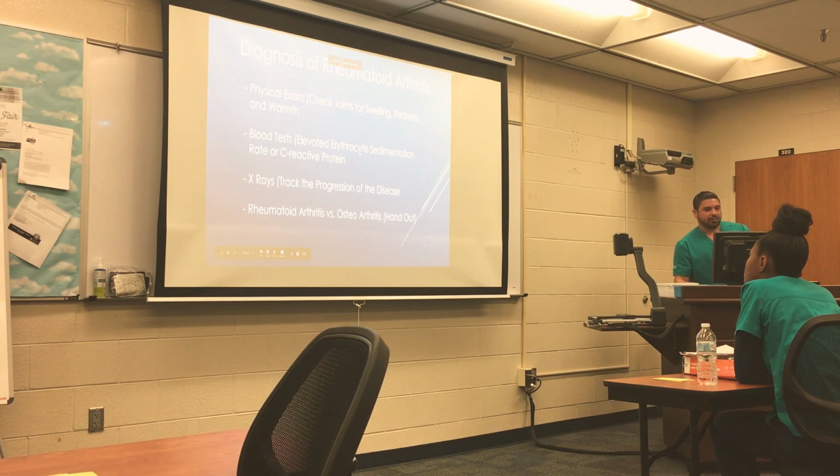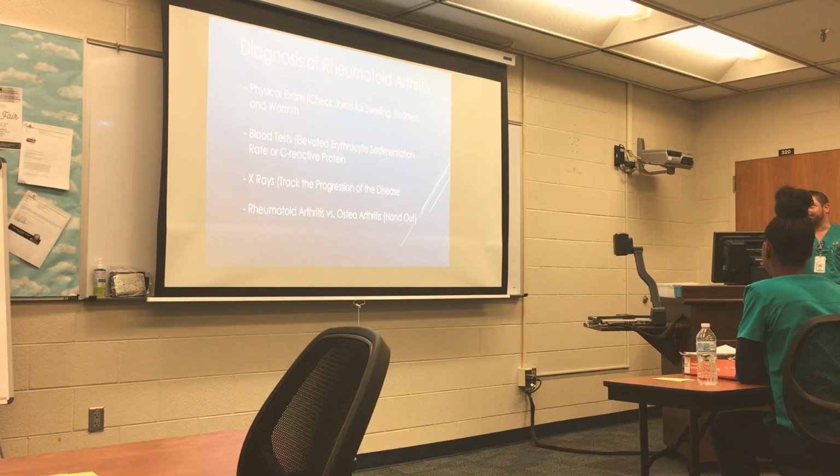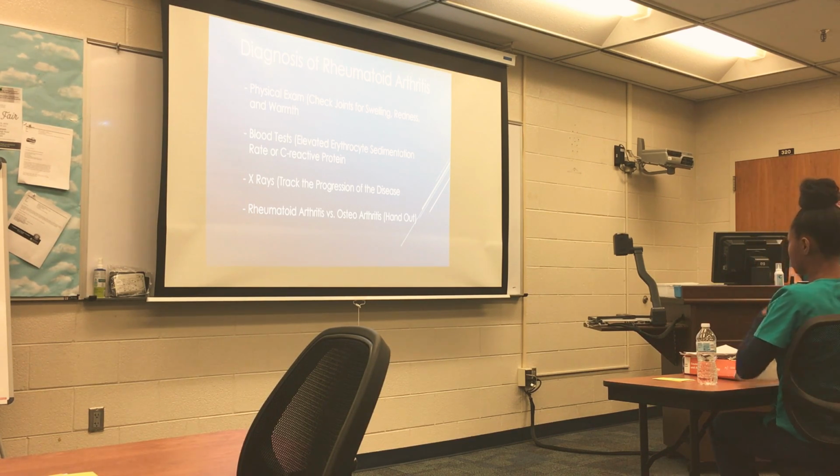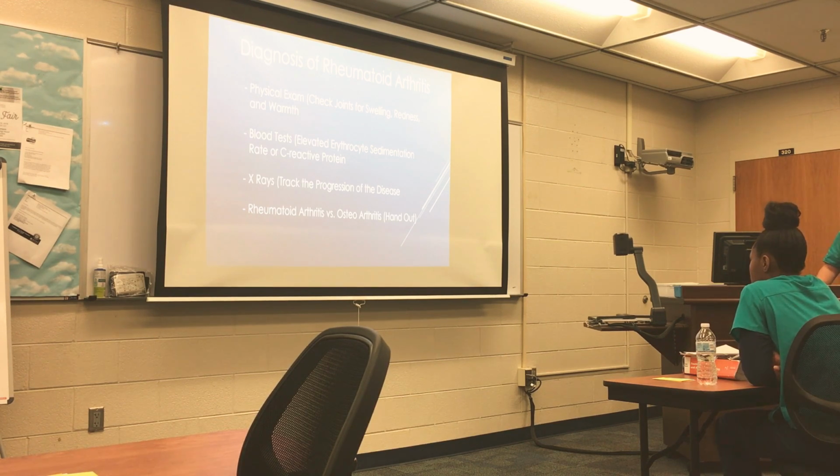All right, so usually you could diagnose rheumatoid arthritis. You could do a physical examination, checking the joints, usually for warmth, redness, and swelling. The blood tests, just like Tyler went over, you have that elevated erythrocyte sedimentation rate, or the C-reactive protein. You could also check x-rays, because then you'll be able to see the progression of the disease in its various stages that we'll get into in a little bit.